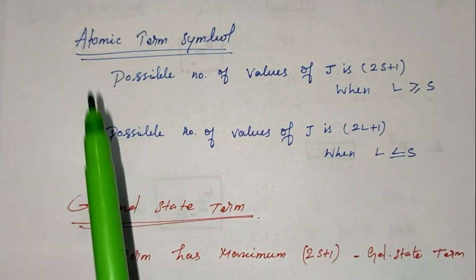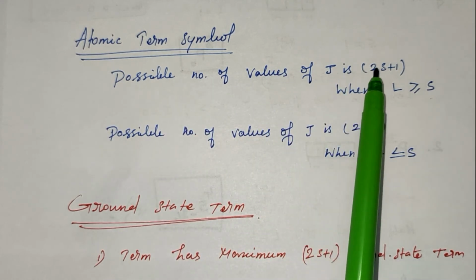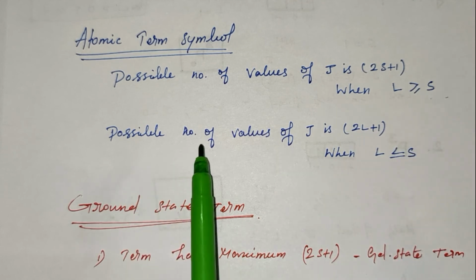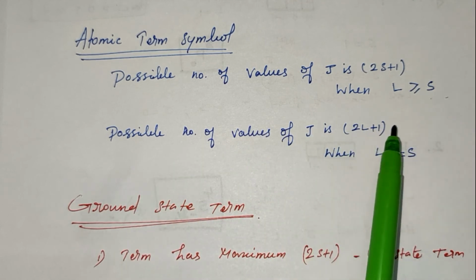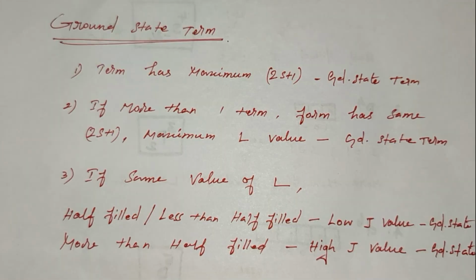Atomic term symbol. Possible number of values of J is 2S plus 1 when L is greater than S. Possible number of values of J is 2L plus 1 when L is less than S. It should be kept in mind.